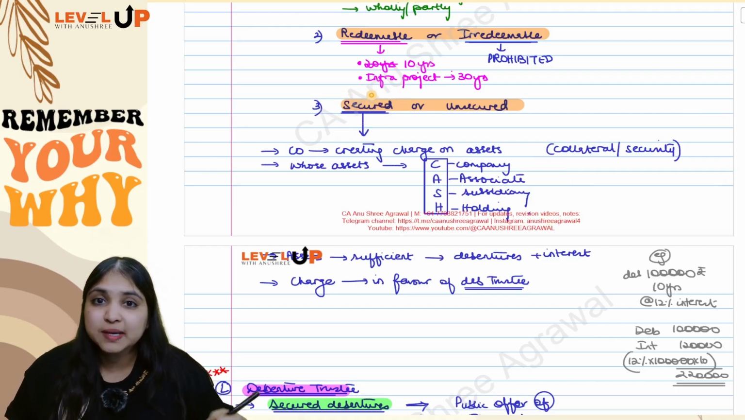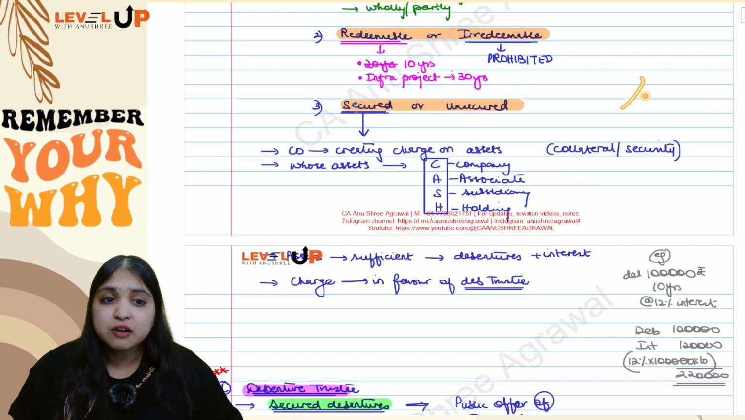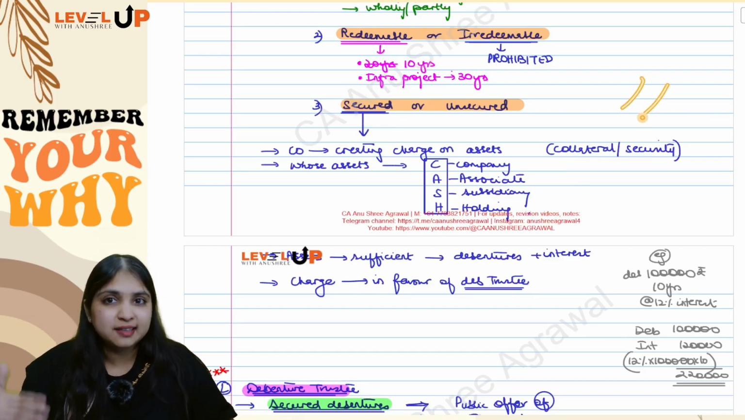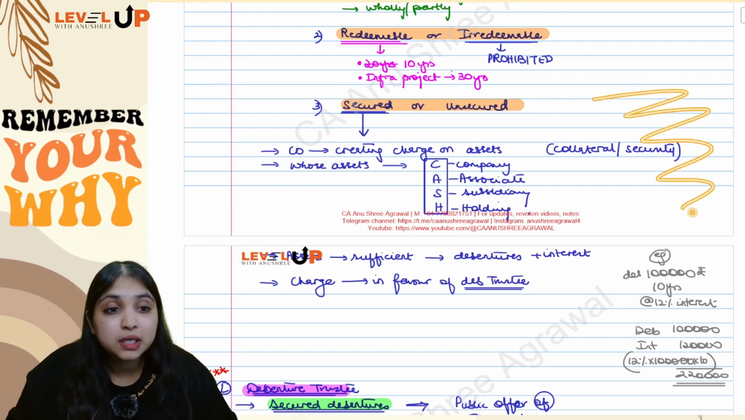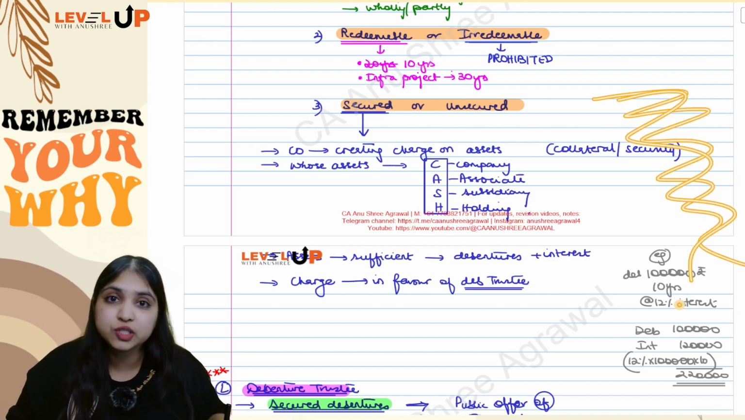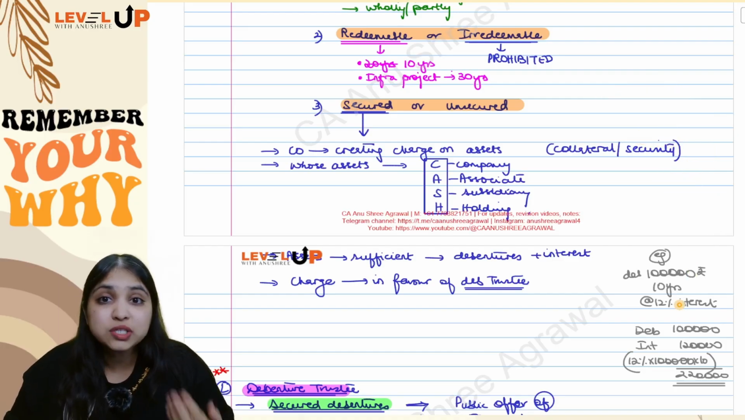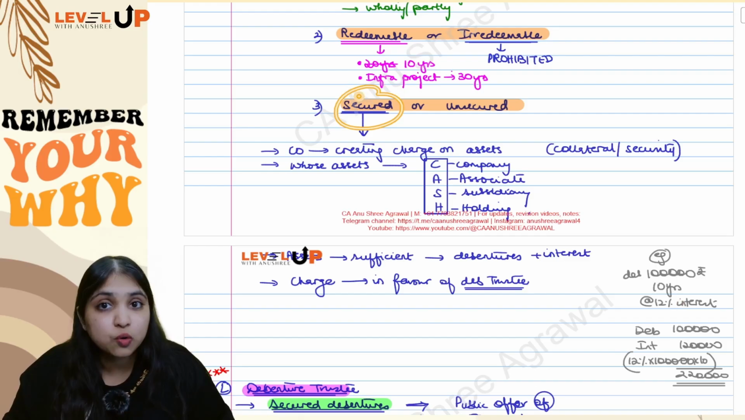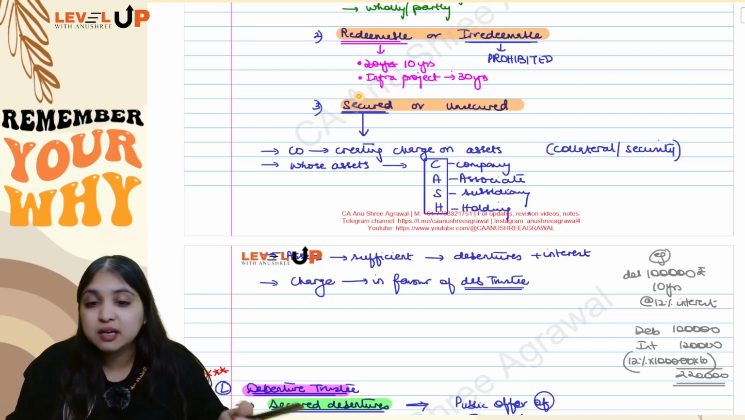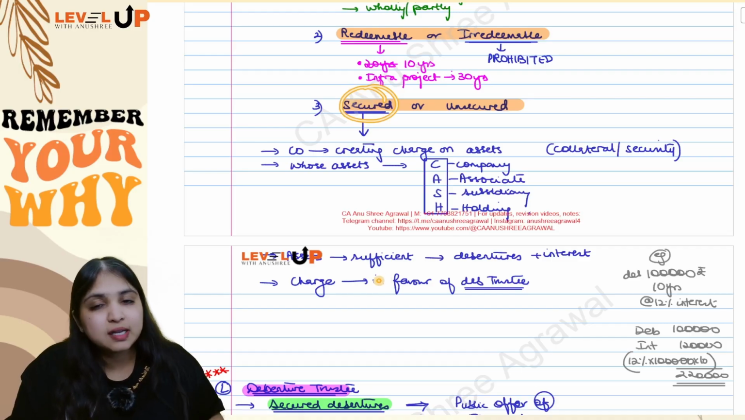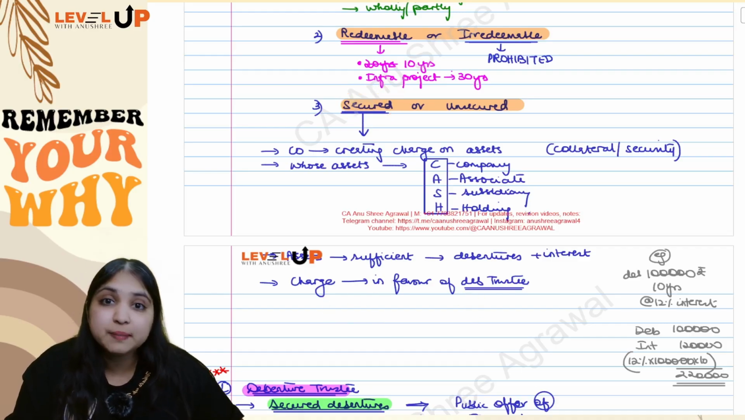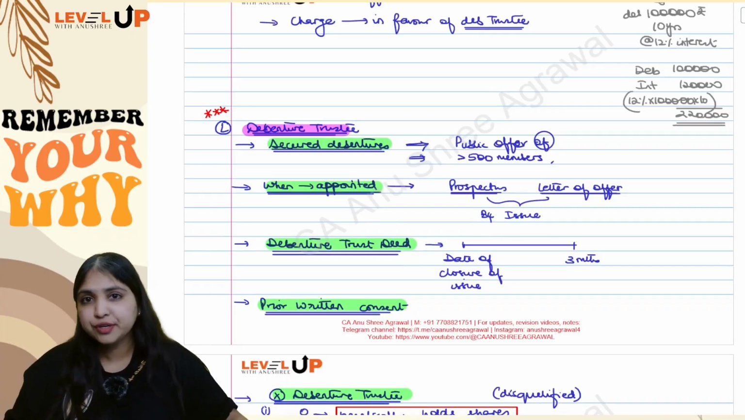Now the charge has to be created in whose favor? If there are one or two debenture holders, we can create the charge in favor of those one or two debenture holders. But if the company has multiple debenture holders, thousands and thousands of them, then in whose favor will the company create the charge on the assets? That is where the debenture trustee comes into the picture. If they are secured debentures, then the company will create the charge in the name of the debenture trustee. He is like a representative of the debenture holders.